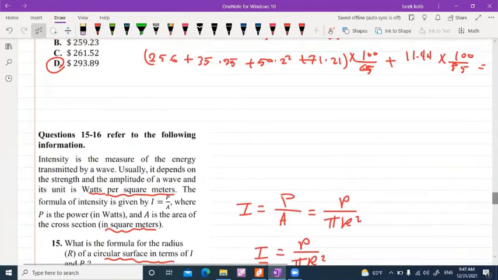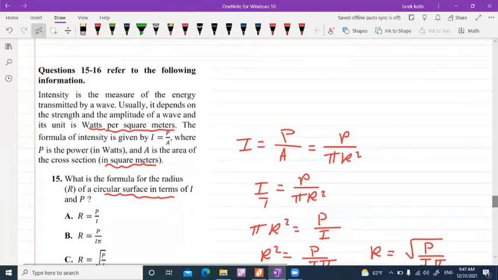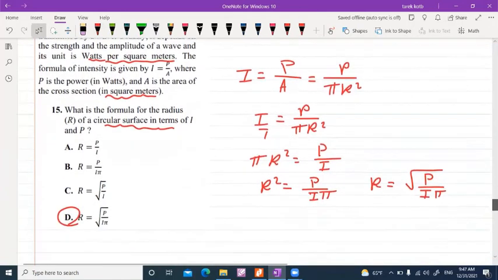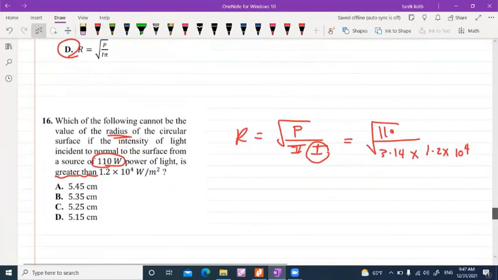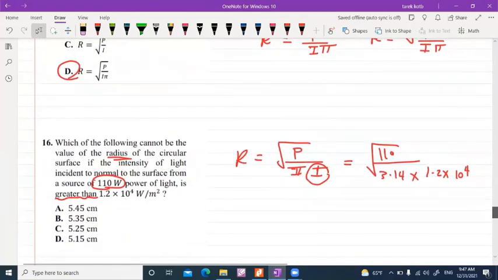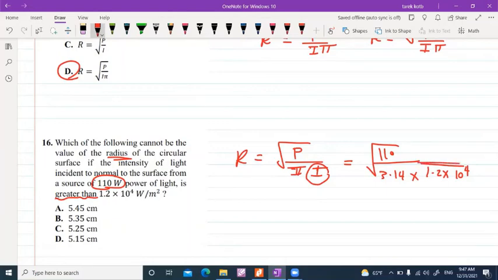But if you go back to the rule, he's saying that the intensity is given by watt per meter squared. Okay, so I have to divide this rule by 10 power 4.